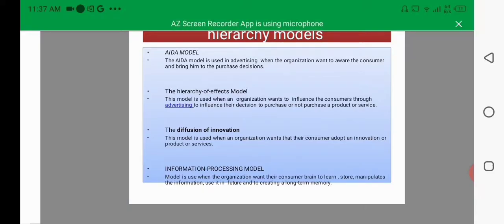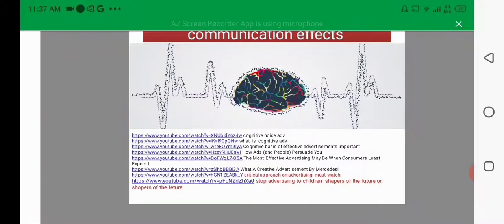So when we talk about cognitive advertising and its communication effects on consumer buying behavior, it goes to the brain and makes you think and act. I have added a few advertisements on that, which are on YouTube. Cognitive advertising: what is it? The cognitive basis of effective advertising is very important, how ads persuade people. The most effective advertising may be when consumers least expect it.